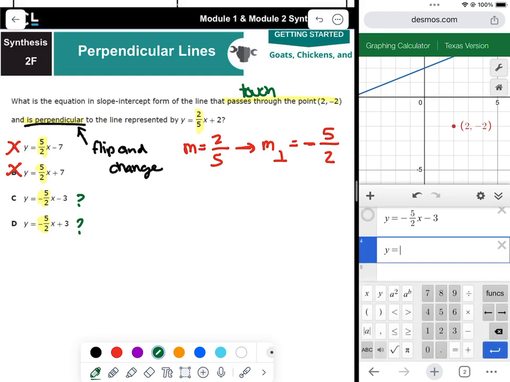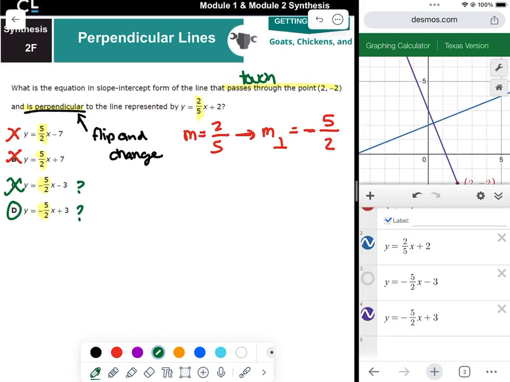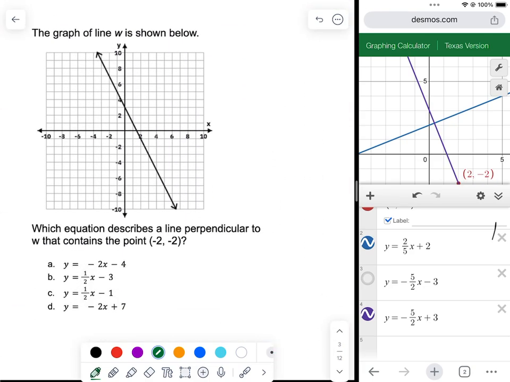Let's just double check and make sure. Y equals -5 divided by 2, x plus 3. And boom, there it is. It's touching the point. The answer is D. So that's number 1. Easy peasy. No one should miss that. Perpendicular means it's going to touch at that 90-degree angle there. Let's go to the next one.